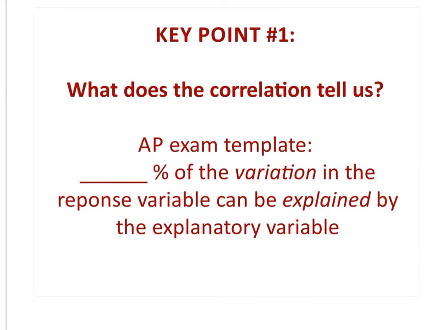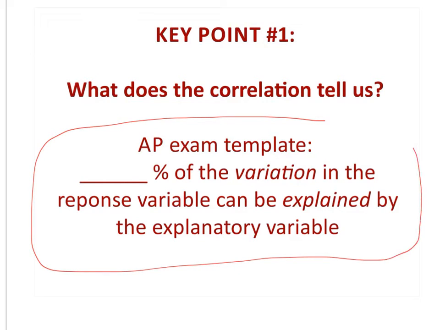The first key point is, what does the correlation tell us? Correlation is what percent of the variation, or the change, in the response variable can be explained or attributed to the explanatory variable. Make sure you write this down. This is the AP exam template. On the AP exam, or on tests in this class, it may say, describe the correlation, or what does the correlation tell us in context of the problem?